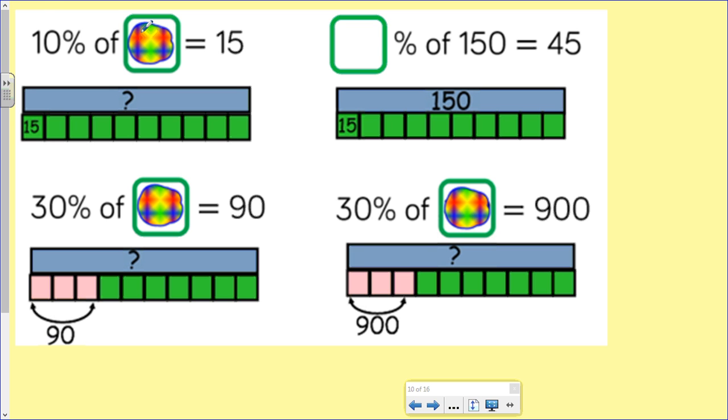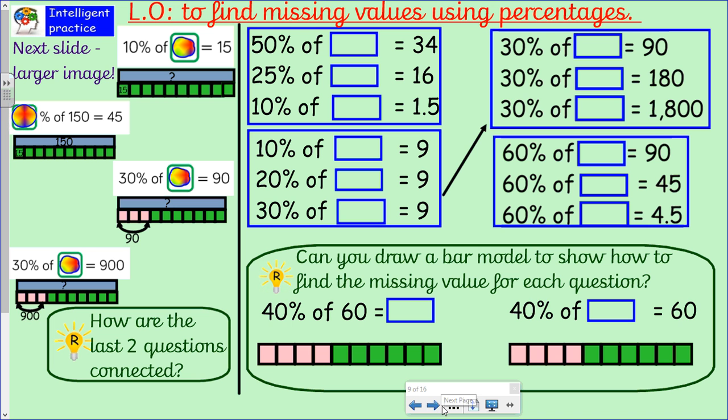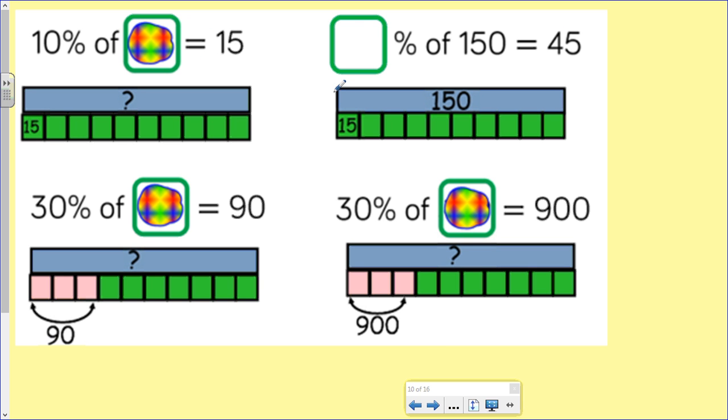So 10% of something is 15. So you know that 10% is 15. What's the missing amount? Then it's something percent. So then this one's next. We need the percentage of 150 that is 45. So have a think about that. This is 15. How many 15s are there in the 45? How many of these will need to be used to make 45? Each of these little squares is 10%.